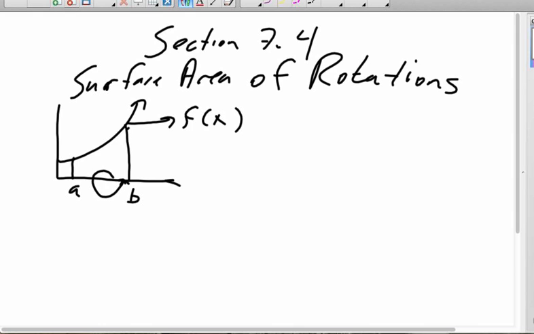Now, what we did before was we were looking for volume, where we took this whole thing and rotated it around. What we're looking for now, though, is just the surface area as we rotate it around.